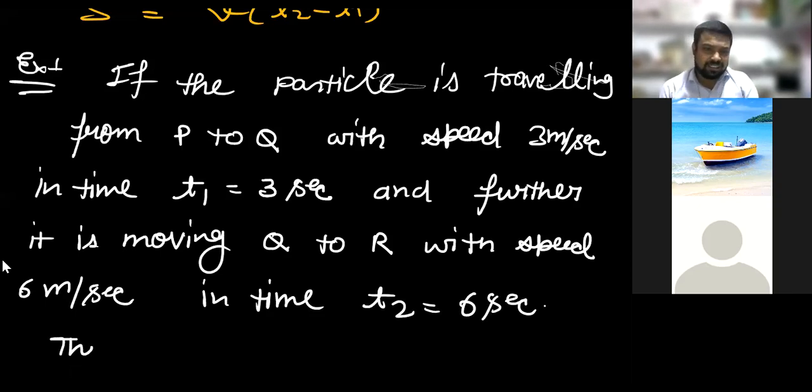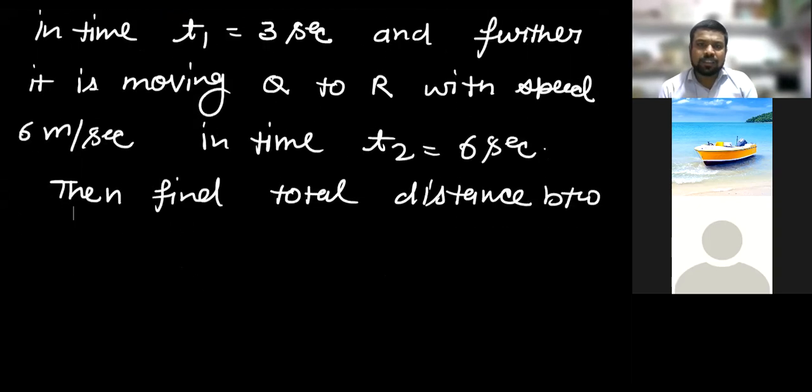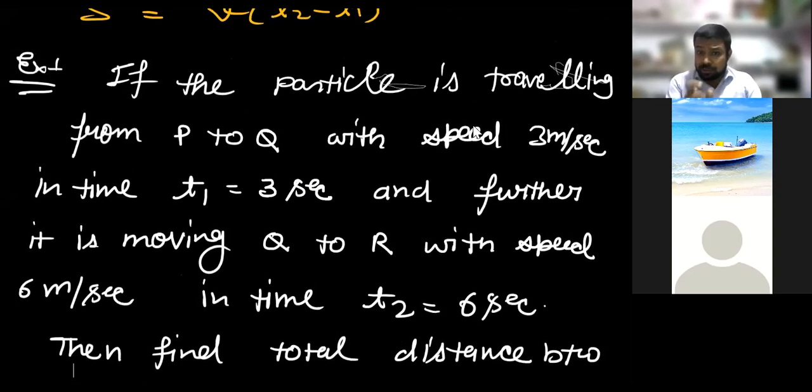Then find the total distance between P to R. Suppose in these equations there are also two times, t1 and t2, but these are not durations; it's the actual time taken by the particle to travel from point P to point Q. Do you understand, Dheeraj?